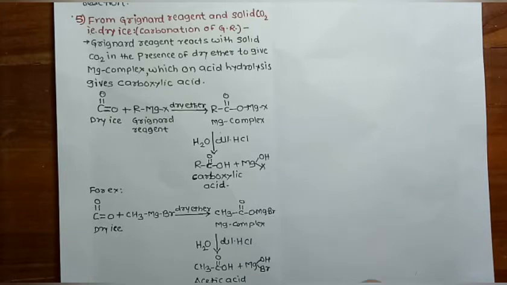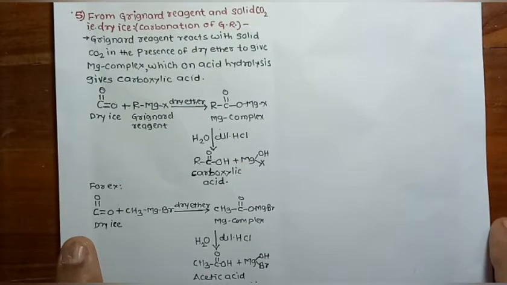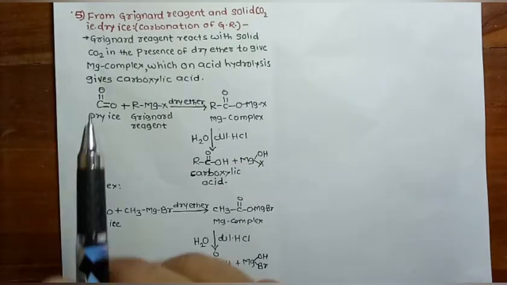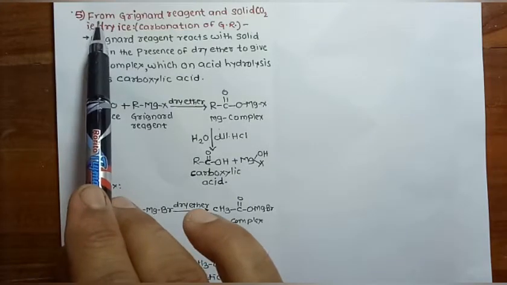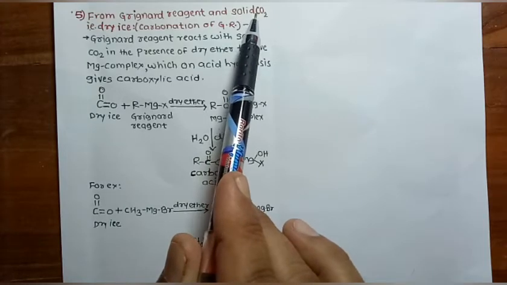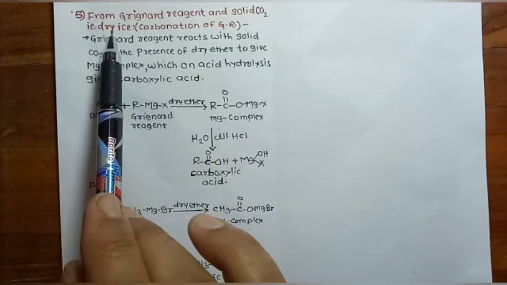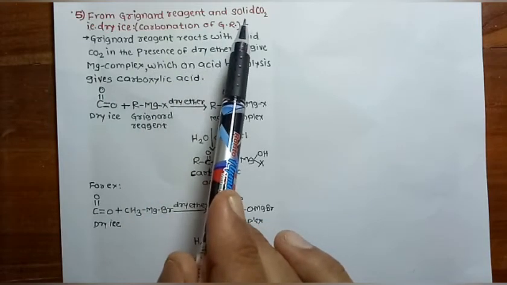Today we are going to study methods of preparation of carboxylic acids. Now, that is the methods of preparation of carboxylic acids from Grignard reagent and solid CO2. Solid CO2 is also known as dry ice. This method is also known as carbonation of Grignard reagent.